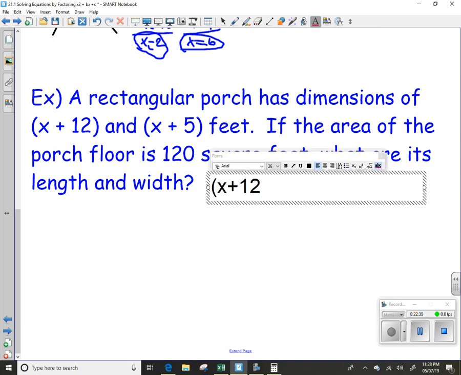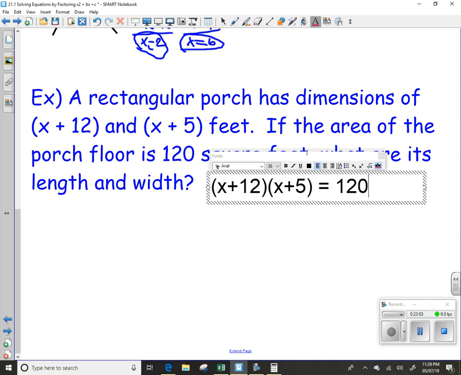Remember the area is length times width. So I'm going to take my x plus 5 times my x plus 12, but I know that's going to be equal to 120. Now, some of you are going to want to take x plus 12 equal to 120 and x plus 5 equal to 120. Well, I can't do that because remember it's called the zero product property. So I'm going to want this to be 0. I'm going to want that 120 to be 0.